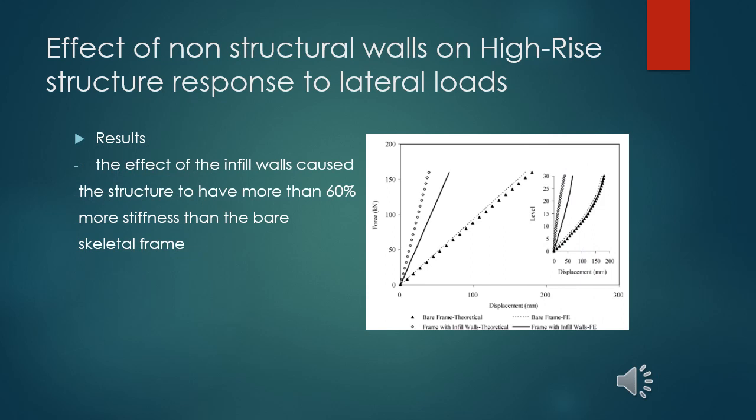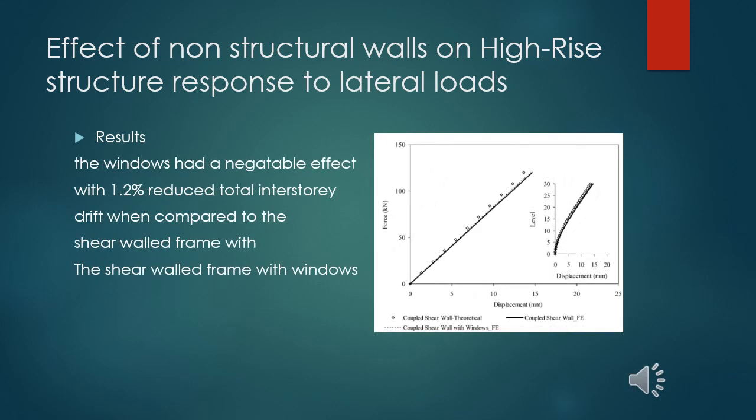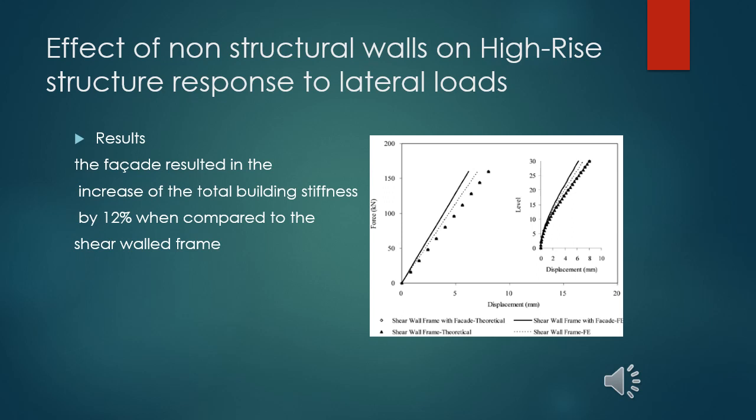It was found that the presence of infill walls caused the structure to have an increased stiffness by 60% when comparing the bare frame with the frame with infill walls. The effect of windows on the inter-story drift was about 1.2%, which was not significant when comparing the shear wall frame with the shear wall frame with windows.